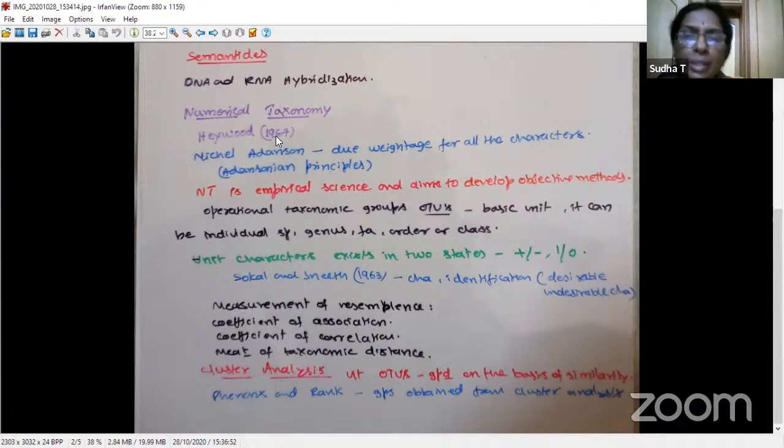Here Haywood began with it in 1967, and Michael Adanson has given the protocol on how to use numbers. Here, as I told, it is computer data: we give the characters, and based on the weightage of the characters, following the Adansonian principles, it is going to analyze only as we feed the characters into the system.